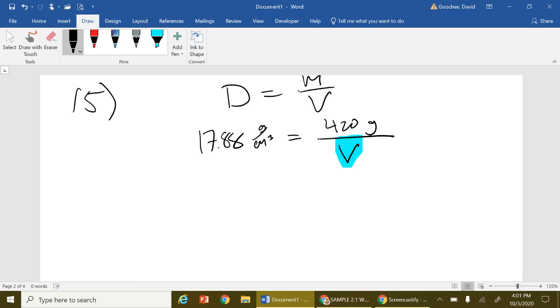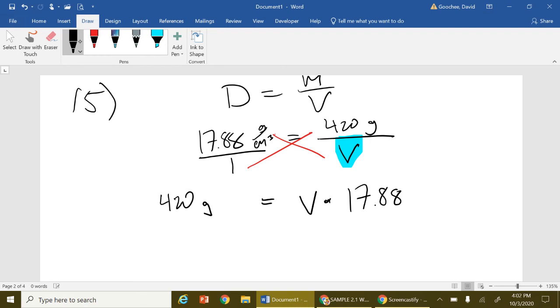Okay, so first of all, here is my personal favorite way to do it. Let's turn this guy over here, 17.88, into a fraction by just putting it over 1. You can turn any number into a fraction just by putting it over 1. And now we get to lean on one of your favorite strategies in math, cross multiplying. So 420 grams times 1 is 420 grams. And then you got 17.88 times the variable v. So that's just v times 17.88.